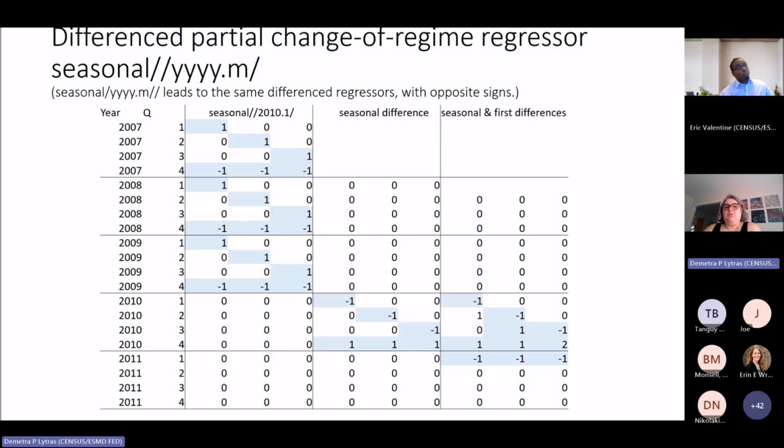So this partial change of regime with a seasonal differencing is really just testing, is there a change in the seasonal pattern at this particular point? It doesn't necessarily indicate that that pattern is going to be sustained after that change. So it's still good to look at other things, to look at graphs, to look at perhaps the full set of partial regime regressors once you've narrowed down your series to test using this partial test.